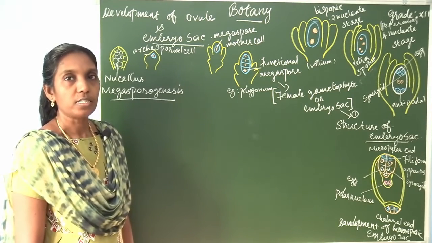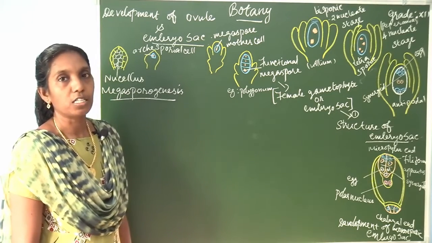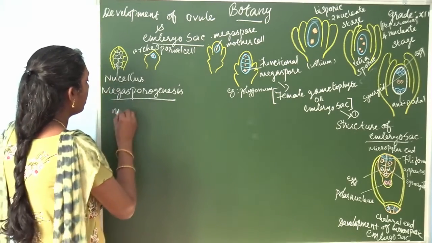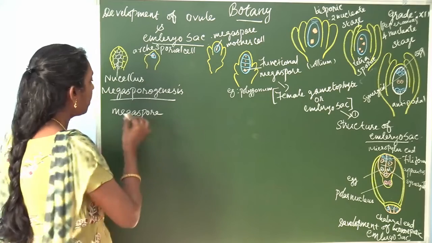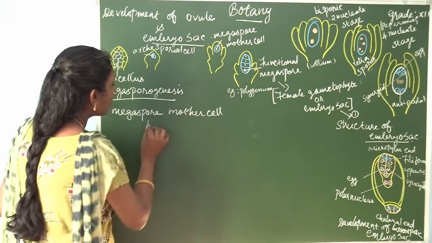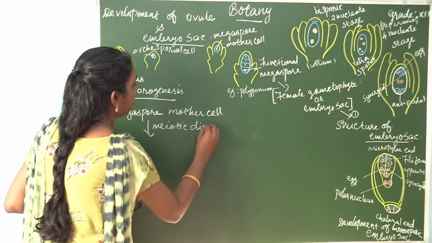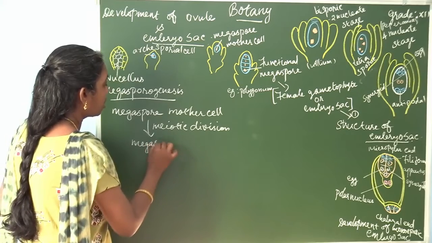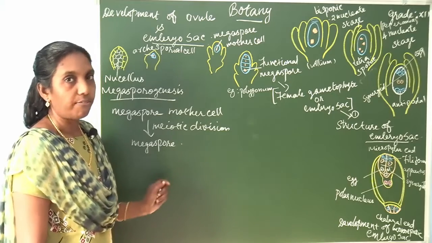Megasporogenesis is a process by which megaspore is formed from megaspore mother cell. This megaspore mother cell undergoes meiotic division and it becomes megaspore. Let's see how this megaspore is formed.